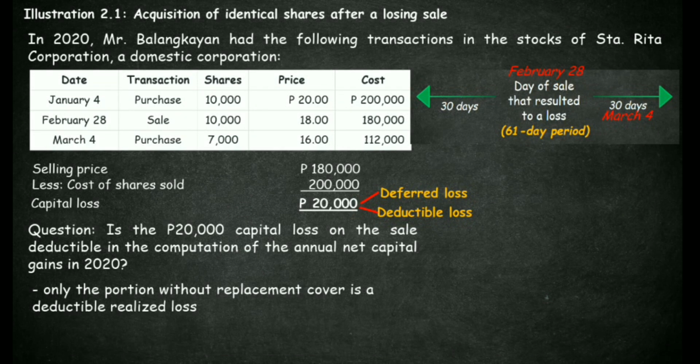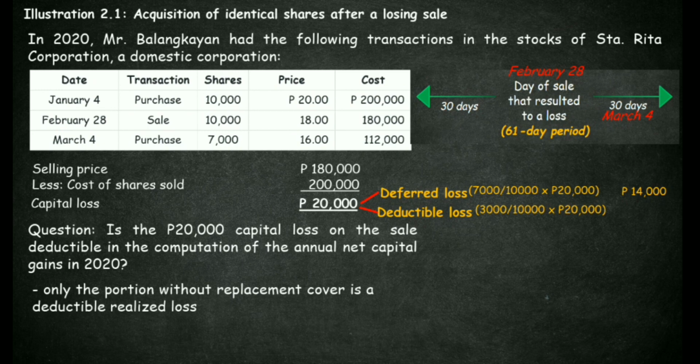So for deferred loss, we have 7,000 shares. That stands for the number of shares that were sold and replaced. And then we're going to divide it with the total shares that were sold, which is 10,000. And then we're going to multiply it with the capital loss of 20,000. So the answer to that is 14,000 pesos.